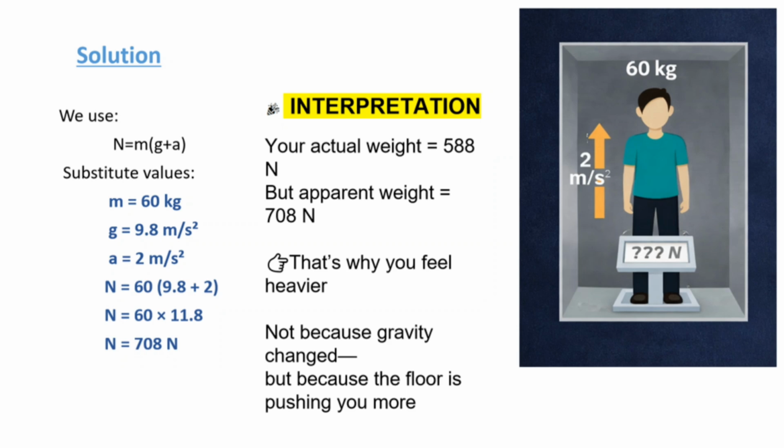On the basis of the values given, if you see your actual weight is 588 newtons, but it appears as 708 newtons in an accelerating elevator which is moving in upward direction. Both are different, not because gravity changed, but because the floor is pushing you more in an accelerating frame of reference. So you see that your mass is same, gravity is same, but a completely different experience because physics doesn't change reality. It reveals what was always happening.